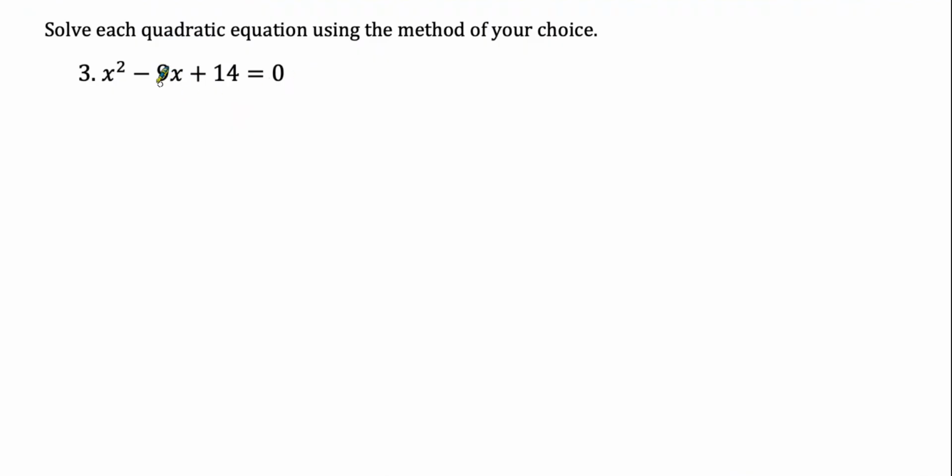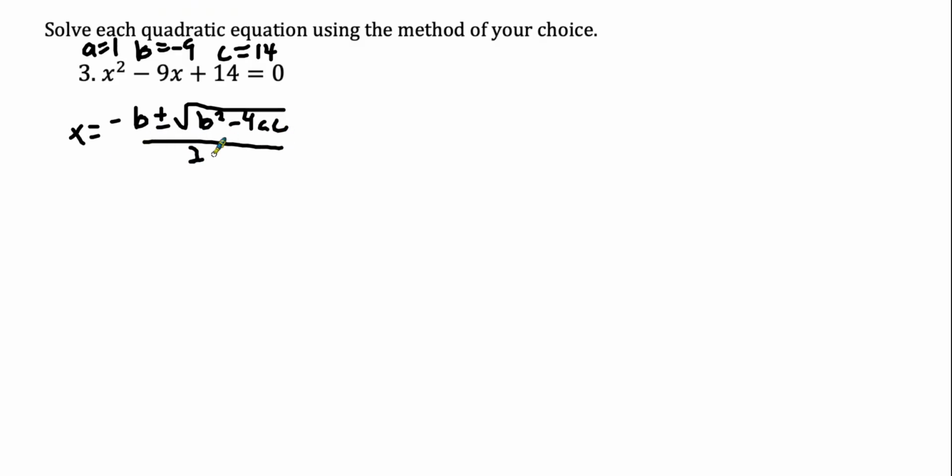I already have everything on one side equal to 0. So right off the bat, I can identify my a, my b, and my c. So my a value, the coefficient on x squared, is 1. My b value, the coefficient on x, is negative 9. And then my c value, the constant, is 14. So the quadratic formula, x equals negative b plus or minus the square root of b squared minus 4ac all over 2a. Just plug all these values in.